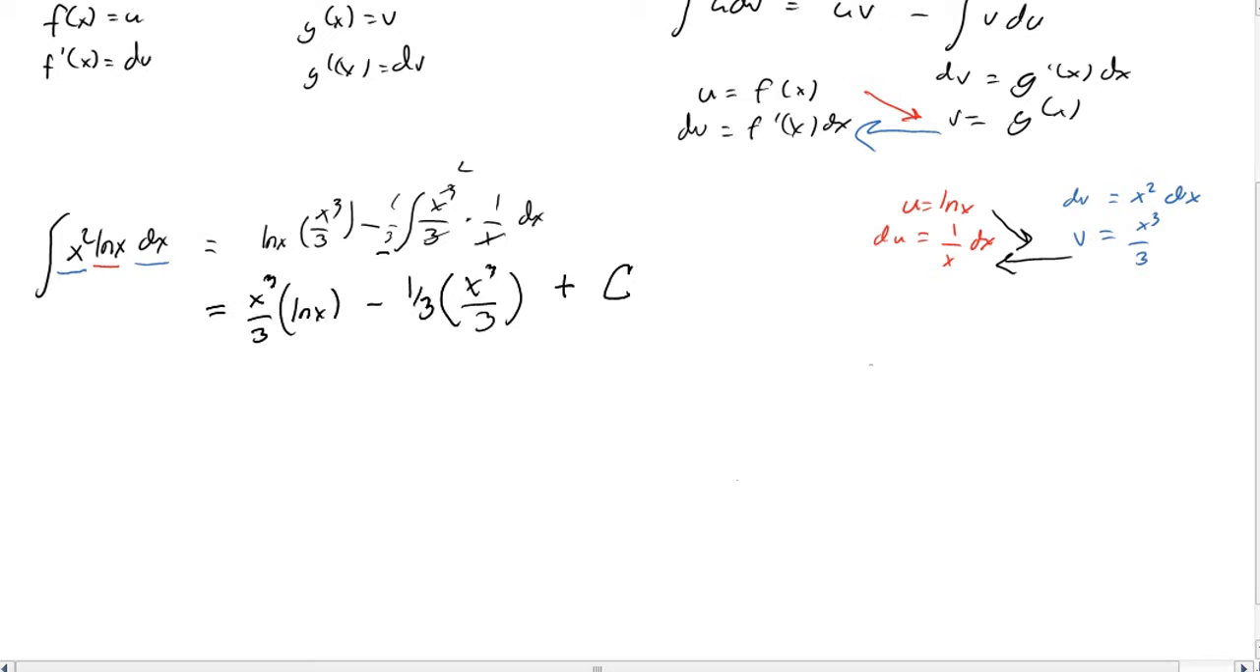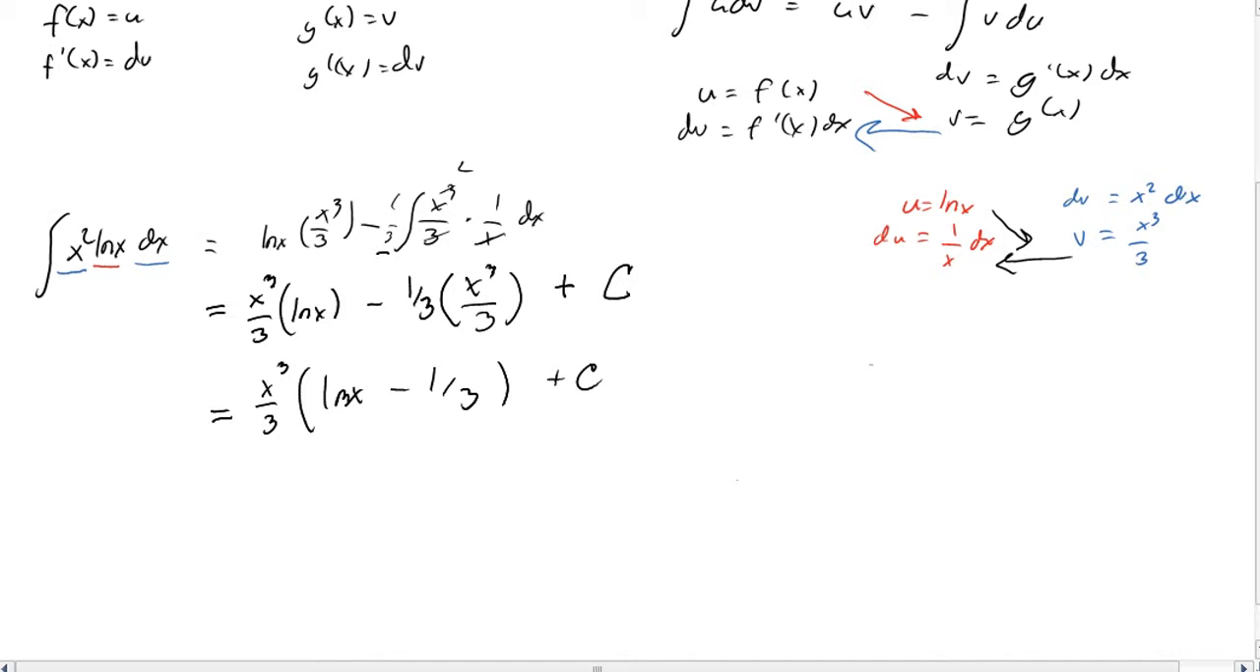And we can continue to simplify this by either pulling out an x cubed over 3 or an x cubed over 9. I'm going to pull out an x cubed over 3, and that gives us x cubed over 3 times ln of x minus 1/3, plus c. And that's the answer to the integral of x squared ln of x dx using integration by parts.